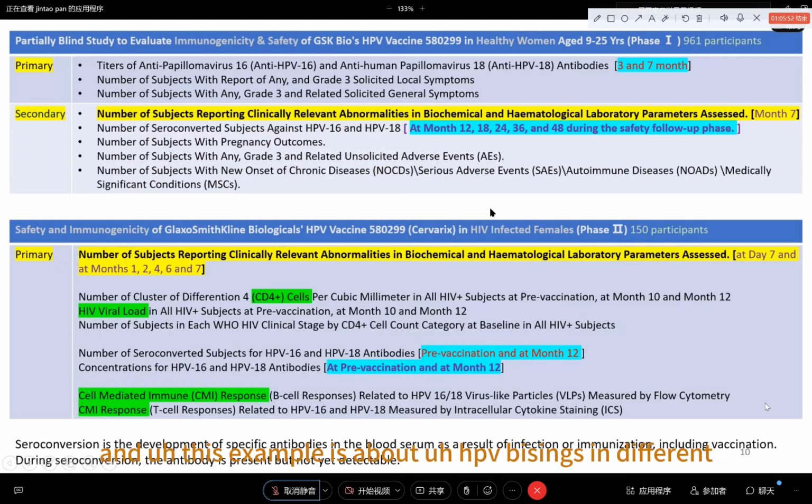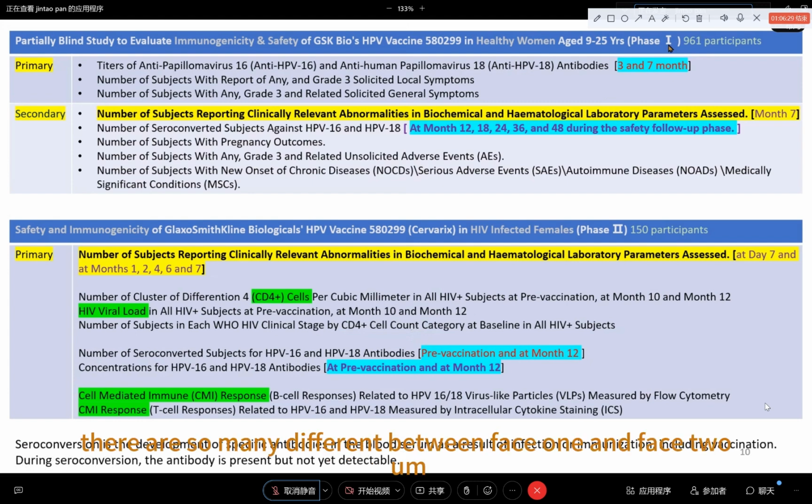This example is about HPV vaccines in different clinical trial phases. You can see in phase 2, they are more focused on the effect of the drugs, such as CD4 cells, HIV viral load, and the cell-mediated immune response, like B cell response and T cell response. You can see there are many differences between phase 1 and phase 2.